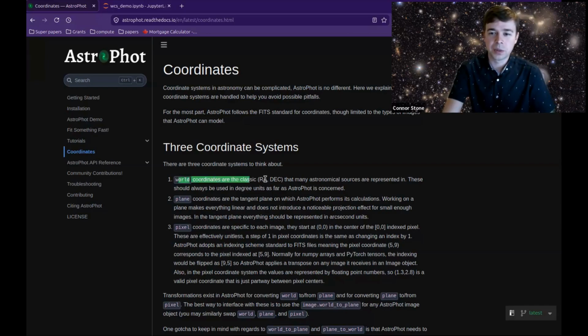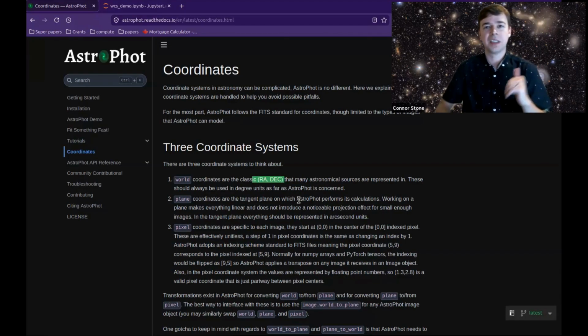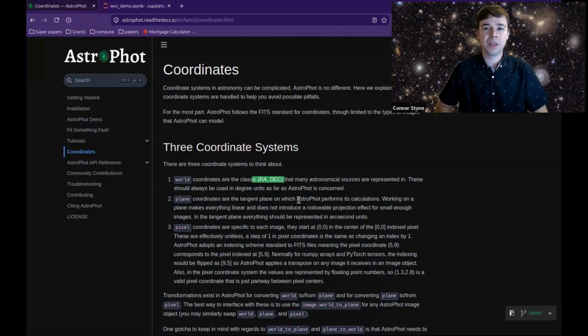So the world coordinates, this is what you would say like RA dec, right? Ascension and declination. These are the coordinates on the celestial sphere. As far as AstroPhot is concerned, these should always be in degrees. And these coordinates are where you're going to get something like catalog values for the position of an object. It'll probably be given to you in world coordinates because it's an object on the celestial sphere and we want to know where it is in the sky.